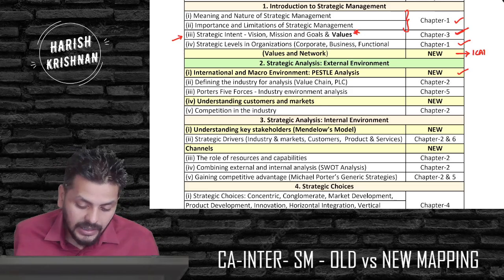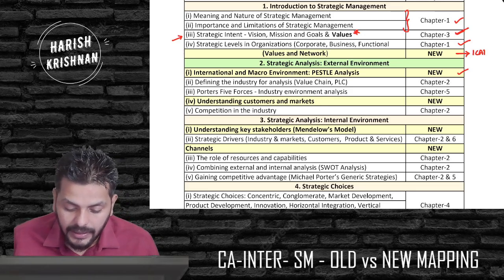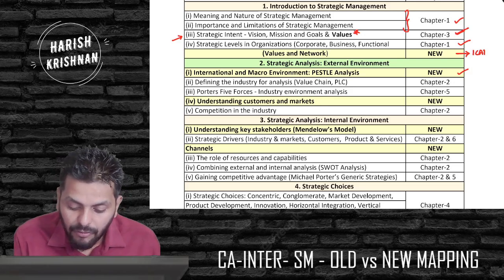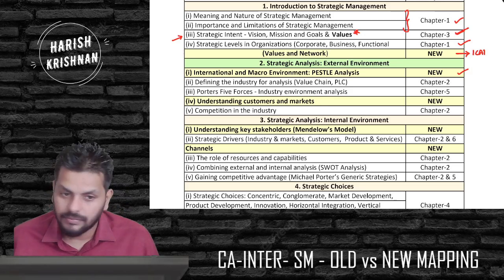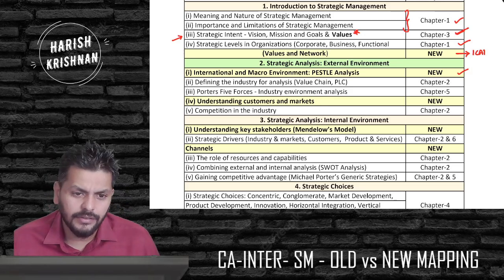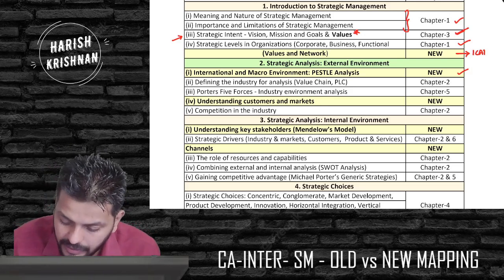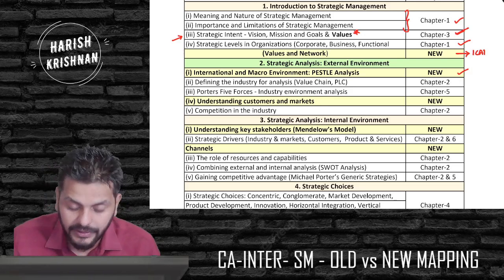Done. Then coming to value chain, product life cycle, and driving forces of the industry, you can refer to chapter 2 of your old material. Five forces model, I hope everybody knows: bargaining power of buyers, suppliers, going forward with the rival, substitutes and new entrants. That topic is there in chapter 5 of your old material, so these two are available.